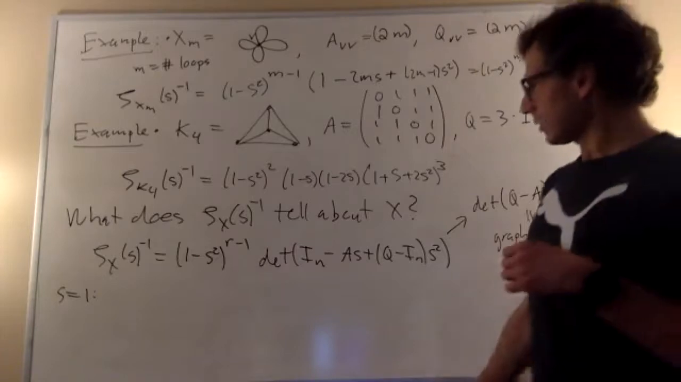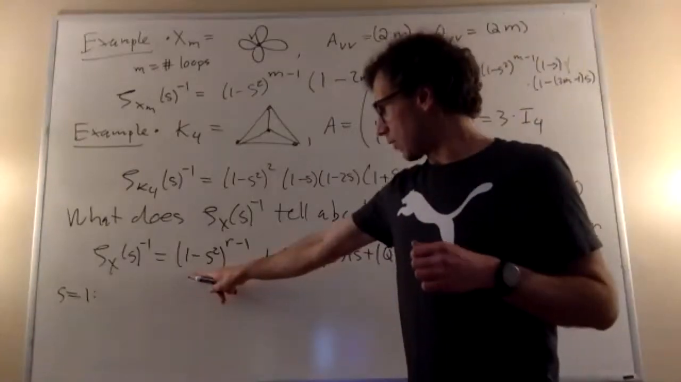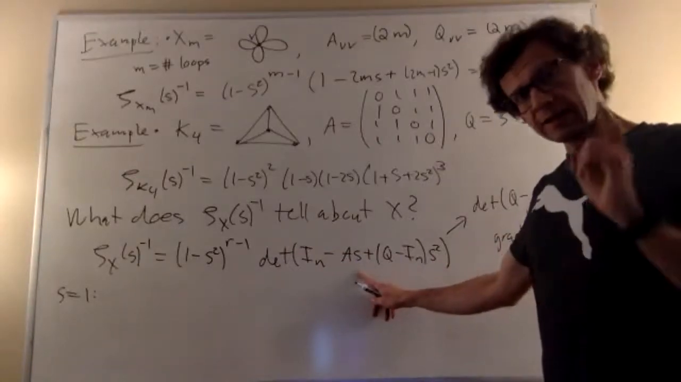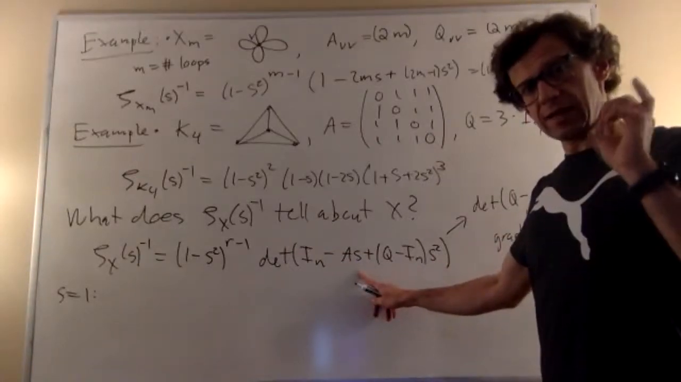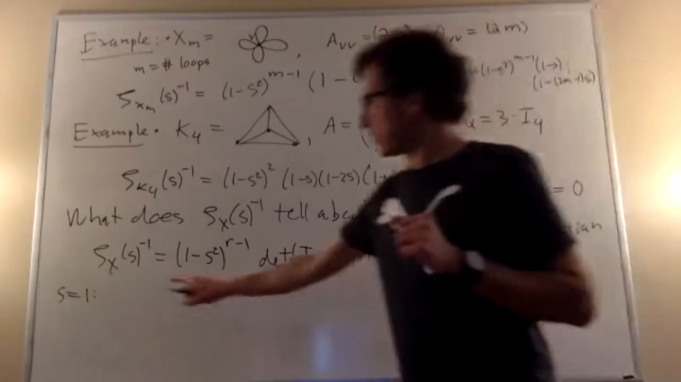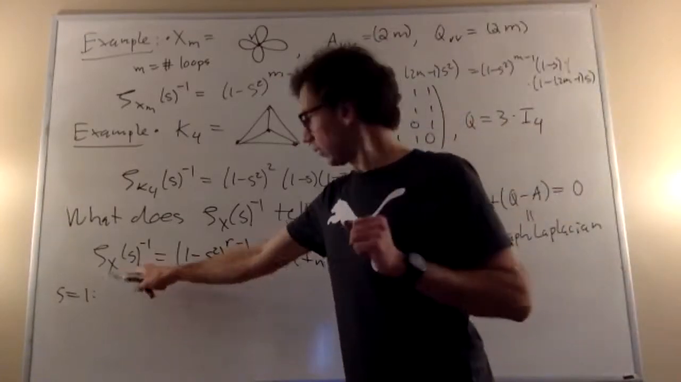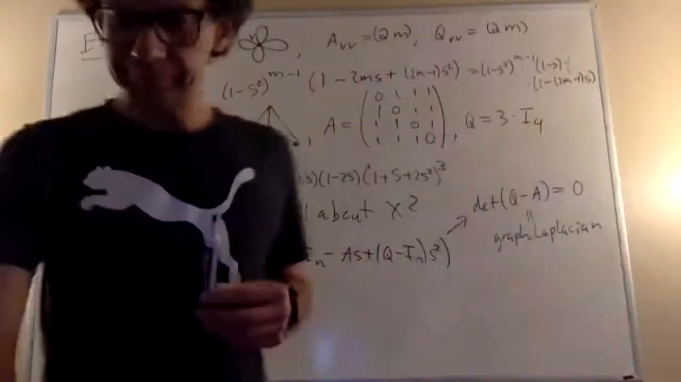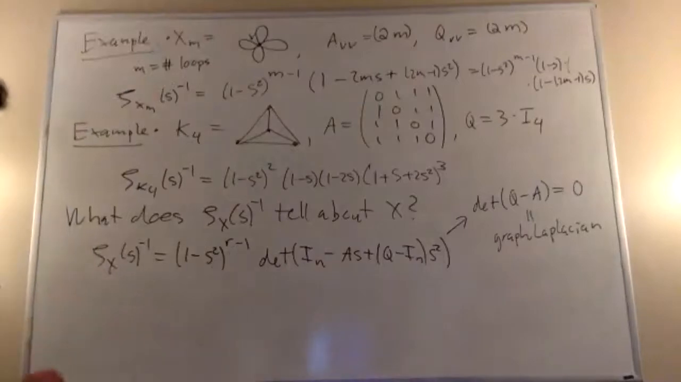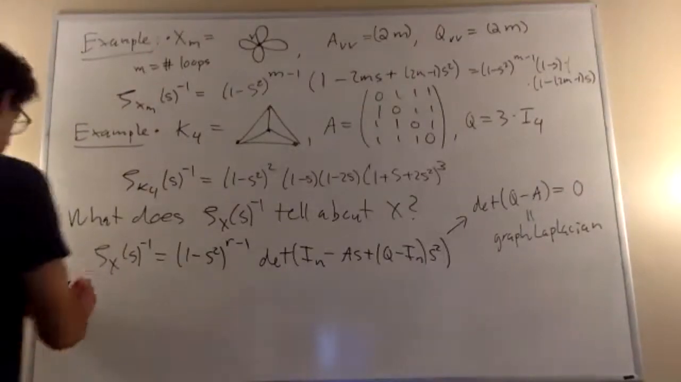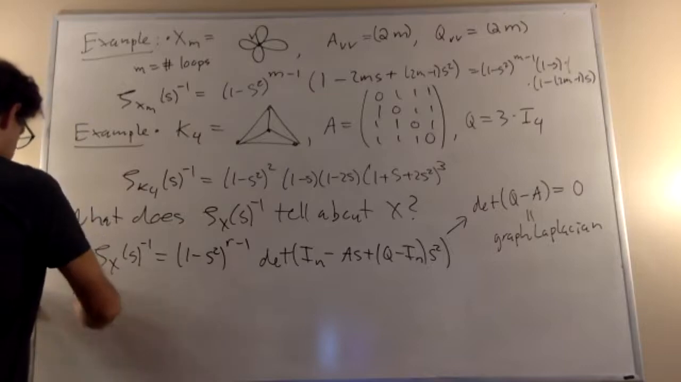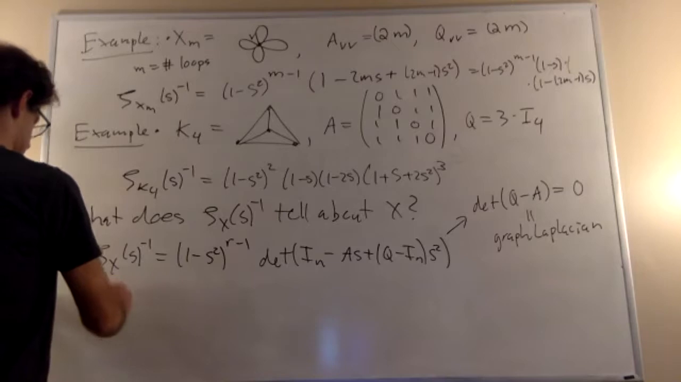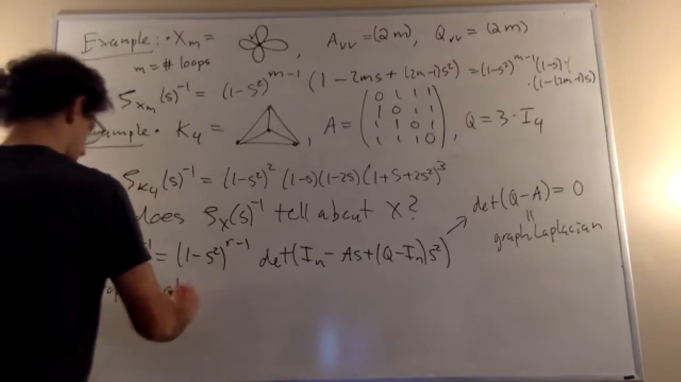Okay, so at s equals 1, this factor has a 0 of order r minus 1. This determinant has a 0 of order at least 1. In fact, it has a 0 of order exactly 1. So the zeta function has a pole of order r. Its inverse has a 0 of order r. And so I'm going to write down a formula, which is called, just for the benefit of Sam, I don't know if he's still here, the tropical class number formula.